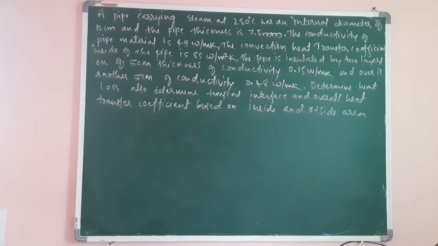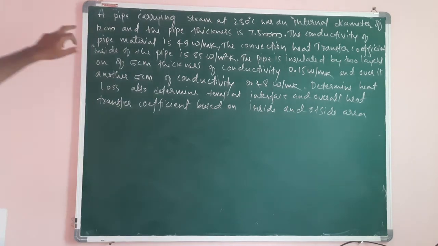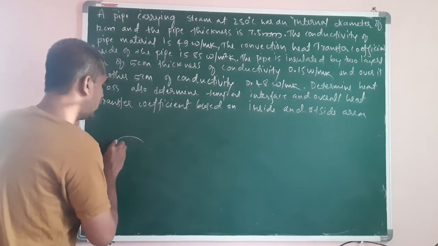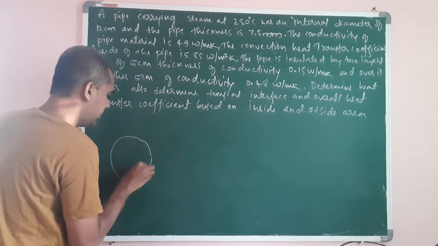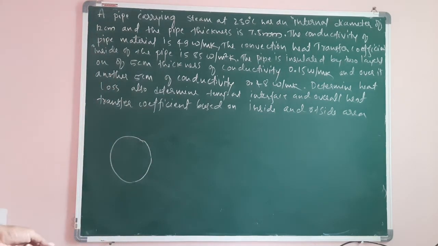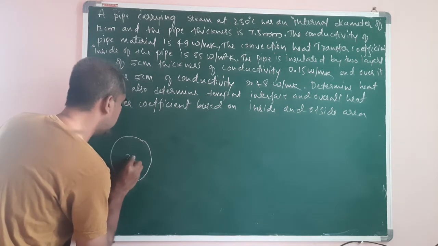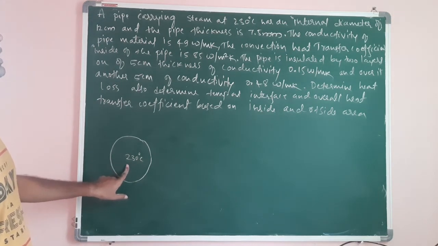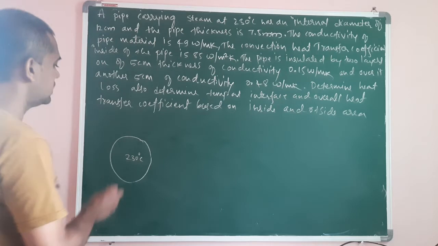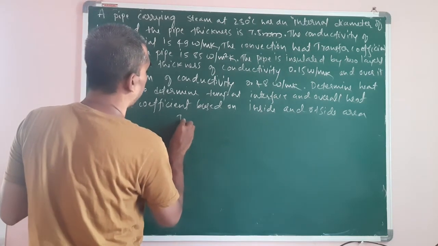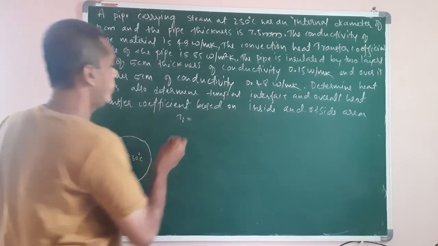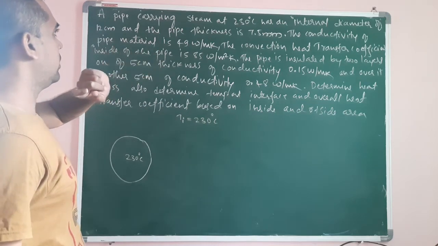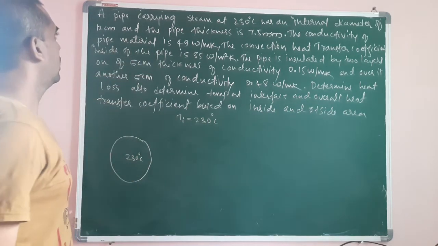Okay, we will solve this problem. There is a pipe carrying a stream of 230 degrees Celsius. A pipe is also a hollow cylinder only. The temperature inside, Ti, is equal to 230 degrees Celsius, and the internal diameter is 12 centimeter.